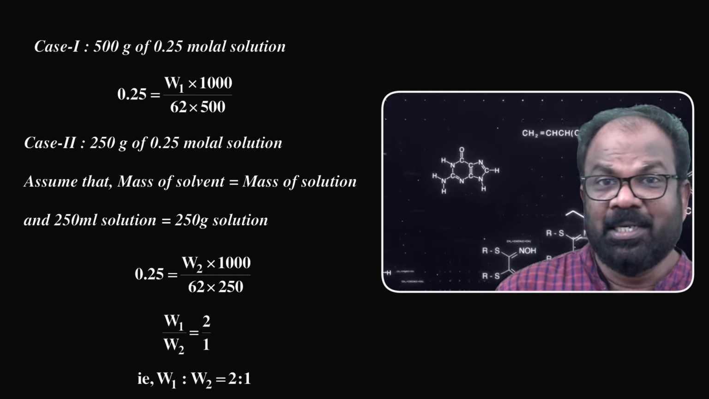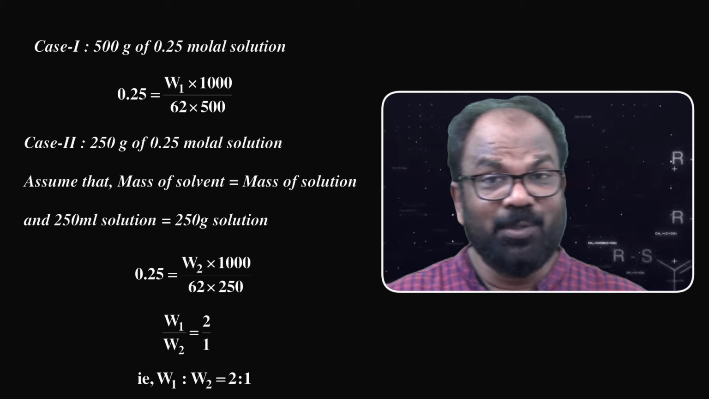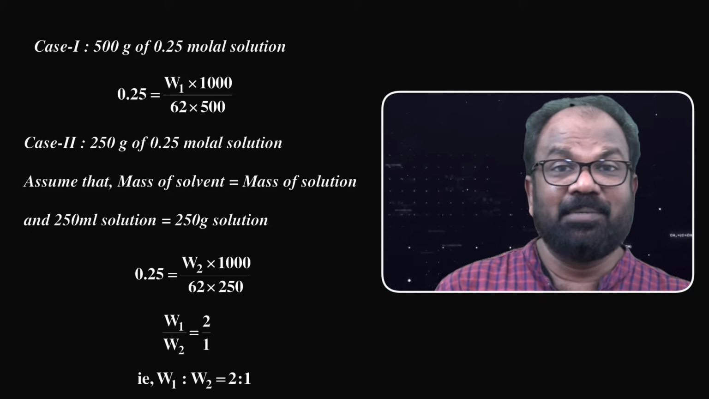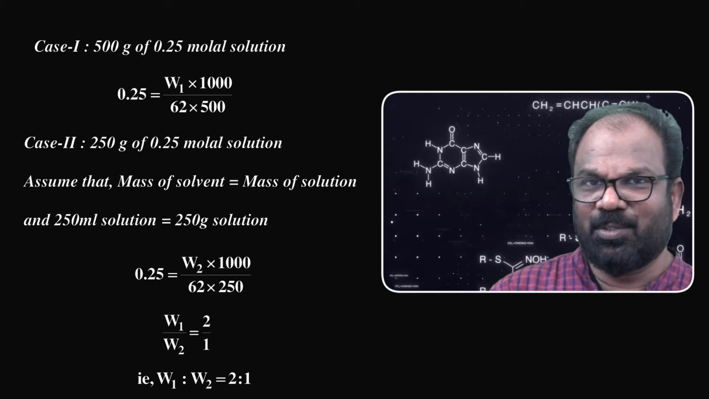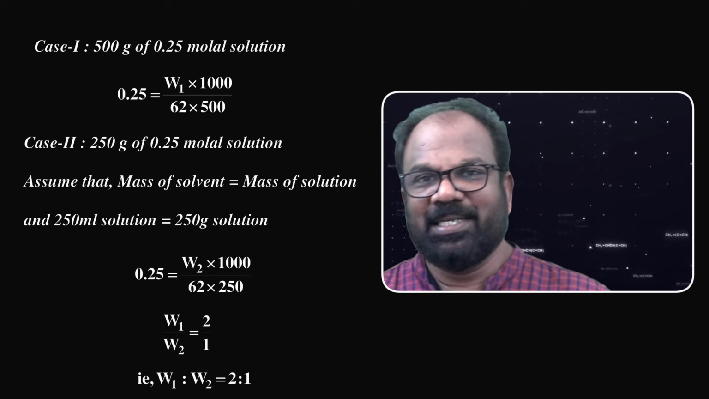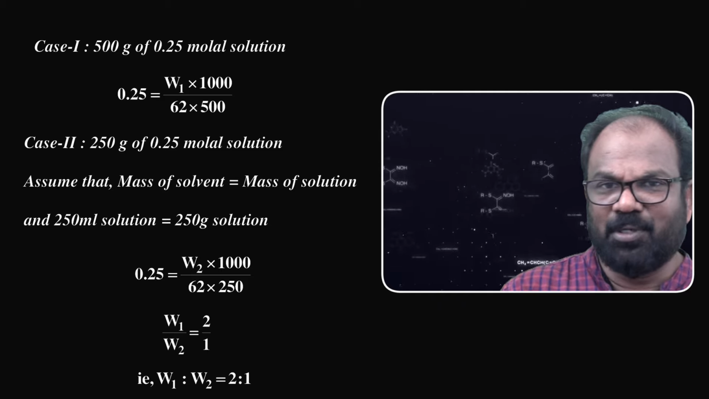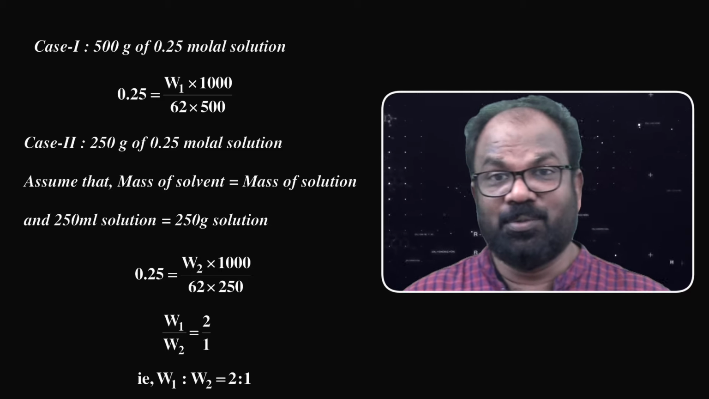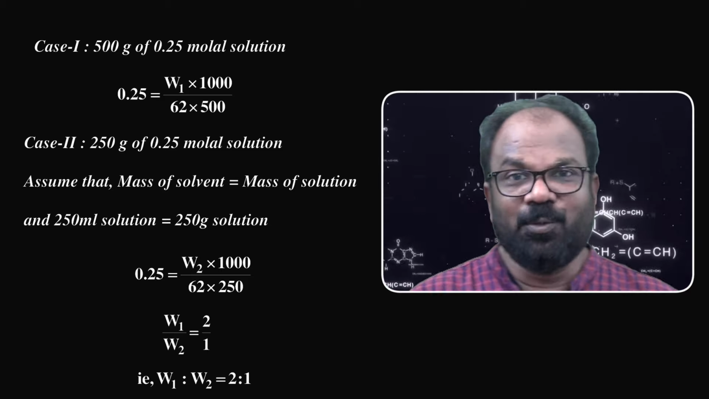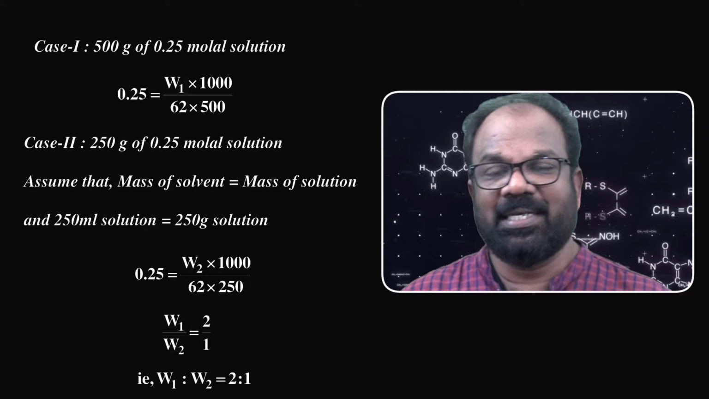In the first case, molality of the solution 0.25 is equal to weight of solute W1 into 1000 divided by molecular mass of solute, which is 62, into weight of solvent 500. This equation is taken as 1. In the second case, molality is the same, that is 0.25 is equal to weight of solute W2 into 1000 divided by molecular mass 62 into weight of the solvent 250. This equation is taken as 2.